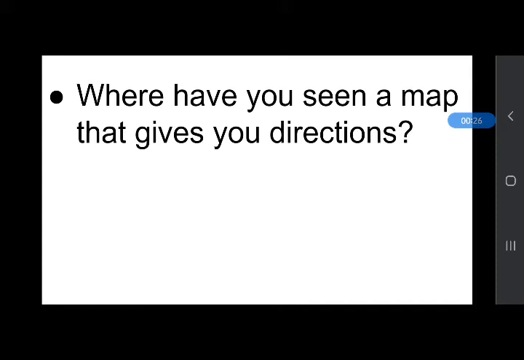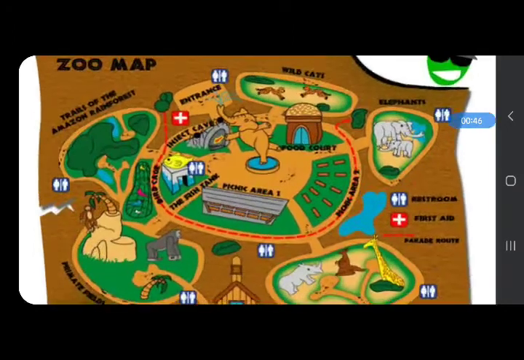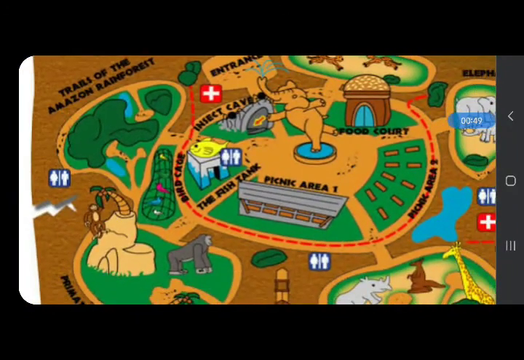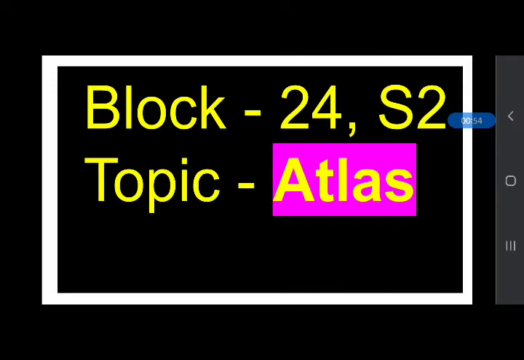Now answer this question. You can answer to your partner also. Where have you seen a map that gives you directions? So maps that give directions can be seen in a zoo or a tourist spot. Here we can see a map of the zoo. So we will learn about a map and atlas and the different uses of a map today. Okay, be ready.